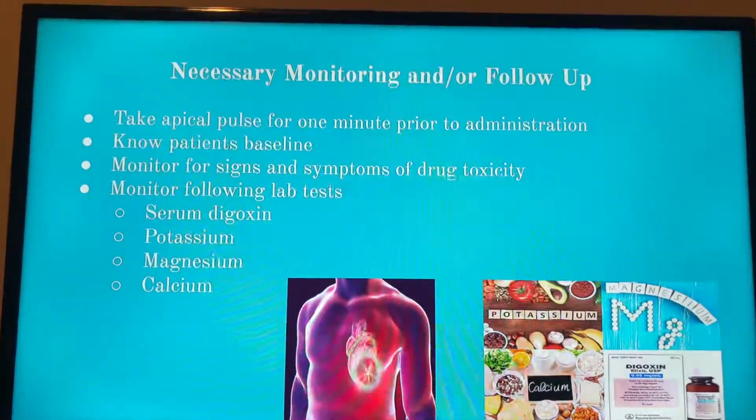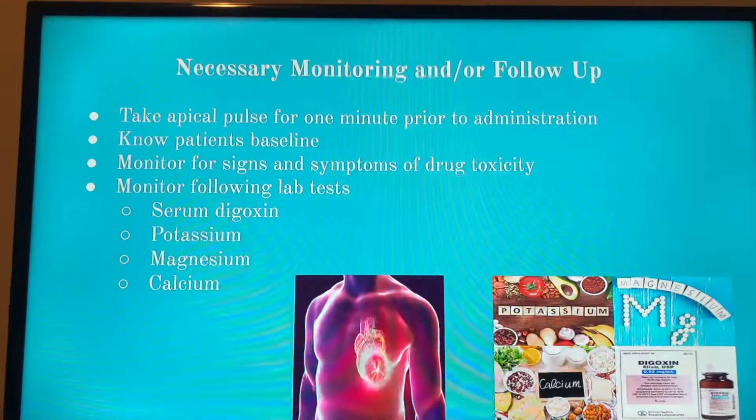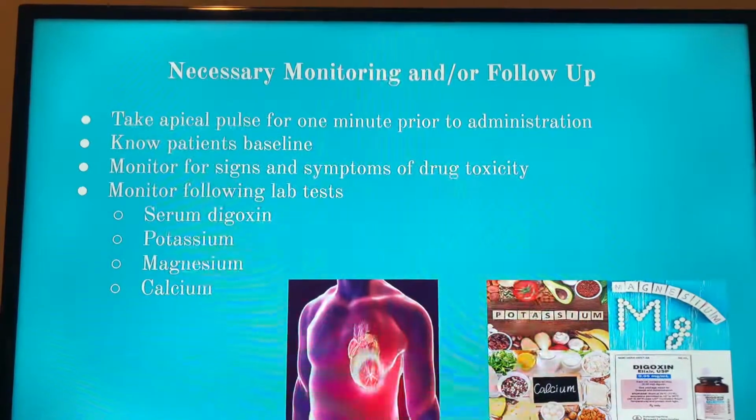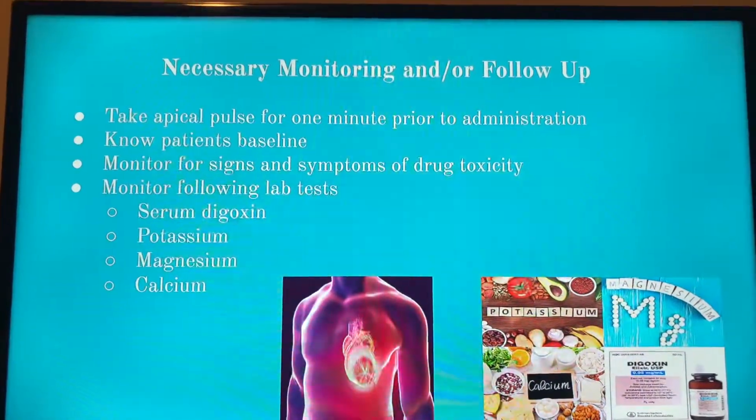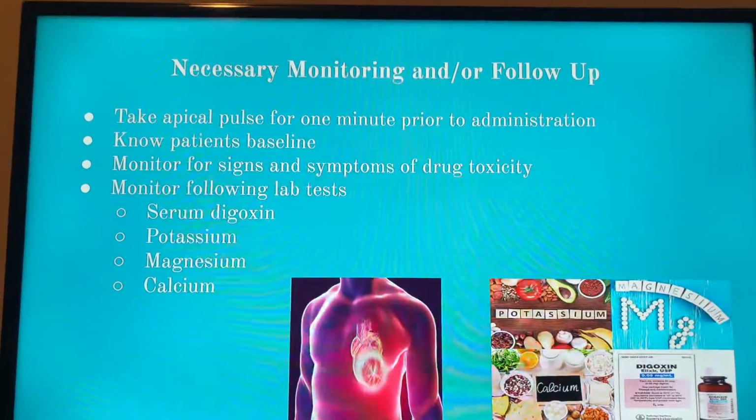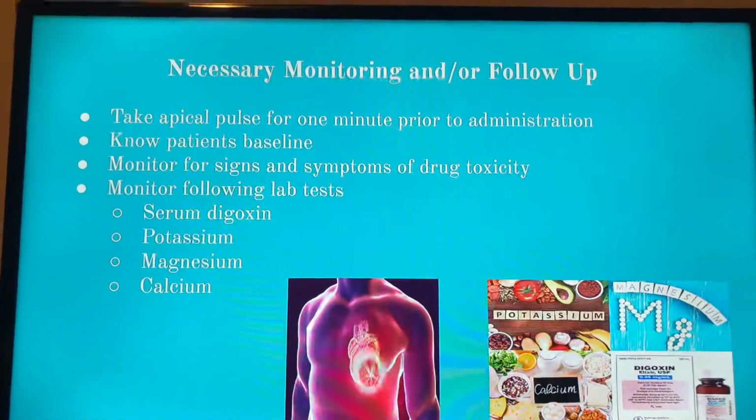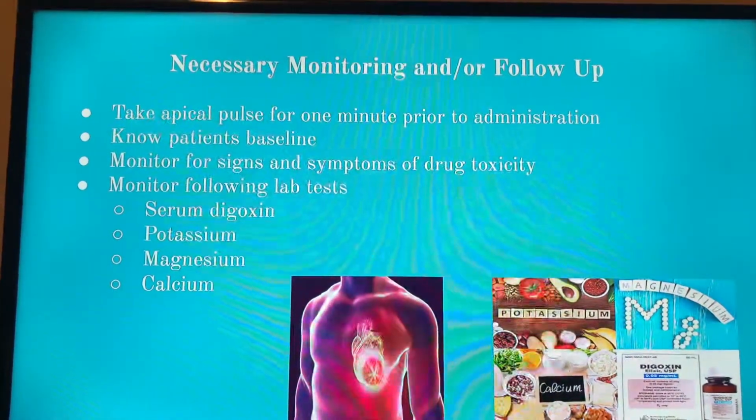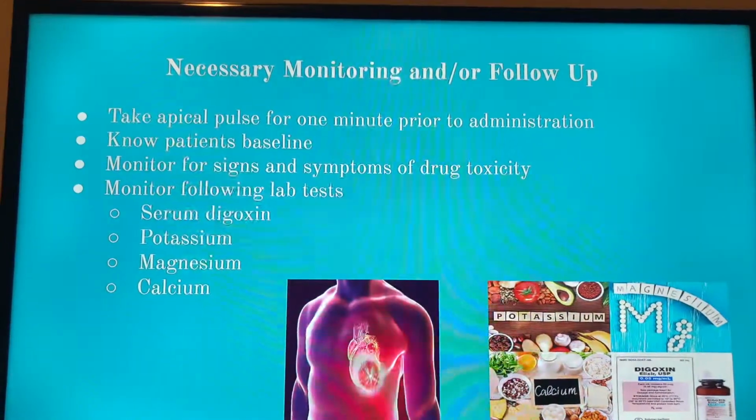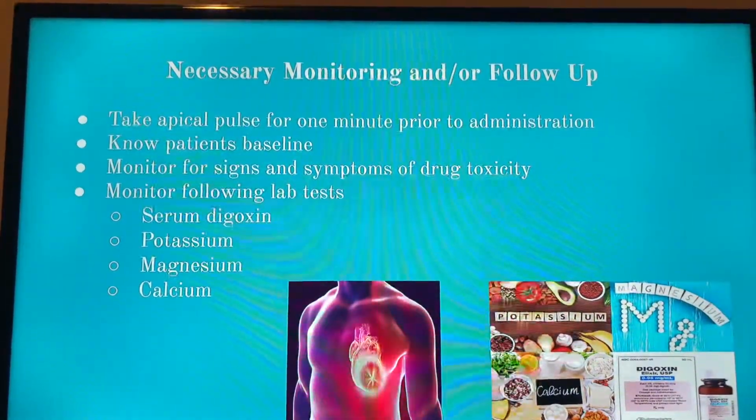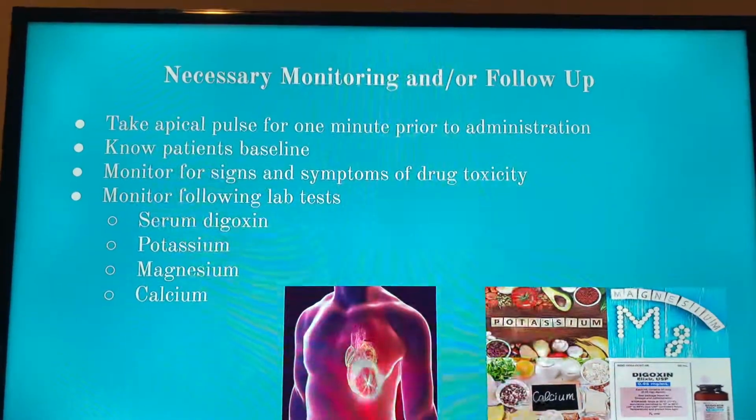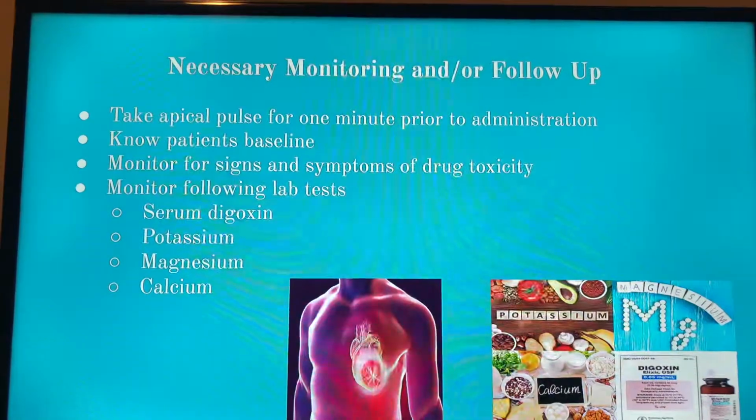Necessary monitoring and/or follow-up include taking the apical pulse for 1 full minute, noting the rate, rhythm, and quality before administering the drug. Notify the prescriber and withhold medication if apical pulse falls below ordered parameters, which is less than 60 beats per minute. Be familiar with patients' baseline status such as quality of peripheral pulses, blood pressure, clinical symptoms, serum electrolytes, creatinine clearance as a foundation for making assessments.